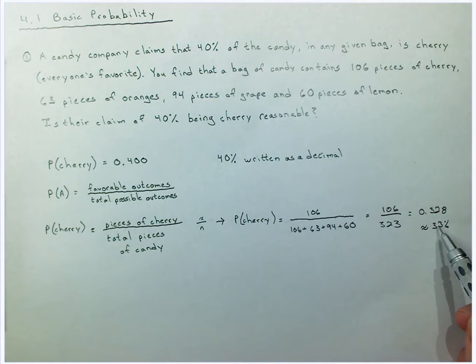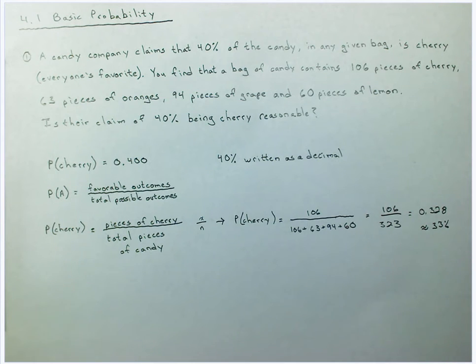I would say no, it's not reasonable. It's 7 percentage points different. Now, granted, this is only for one bag. This doesn't mean that their claim is a lie, but something could have just gone wrong with that bag. I would need to test more and more bags of that to see. But for this particular bag, no, I don't think it's reasonable. Maybe if they had 37, I could say okay. But 33, it's 7 percentage points lower.